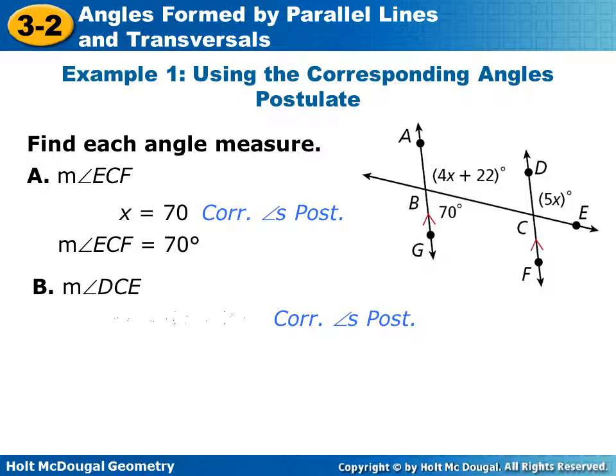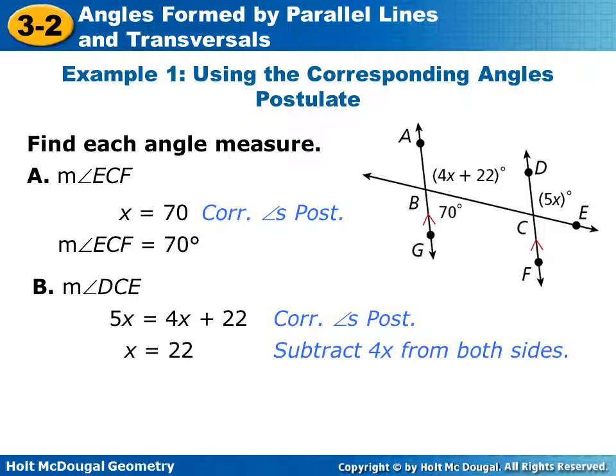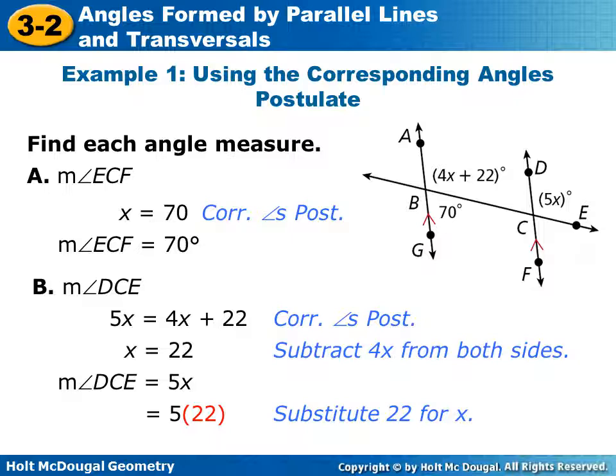For angle DCE, we know that 5x is equal to 4x plus 22. So we subtract 4x from both sides and find that x is 22. Angle DCE is equal to 5x, so we substitute 22 and find that DCE is equal to 110 degrees.